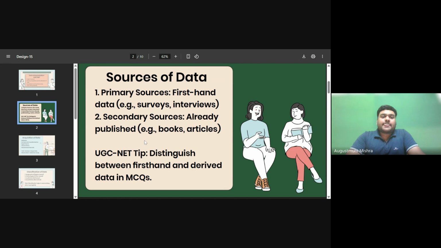Now, here I have mentioned one tip that distinguishes between first-hand and derived data in MCQs. Whenever you are reading about primary versus secondary, you can go through the different patterns through which you can collect it. Okay.